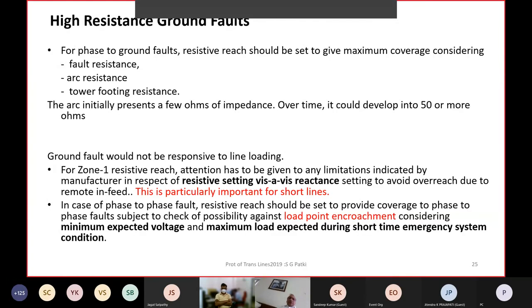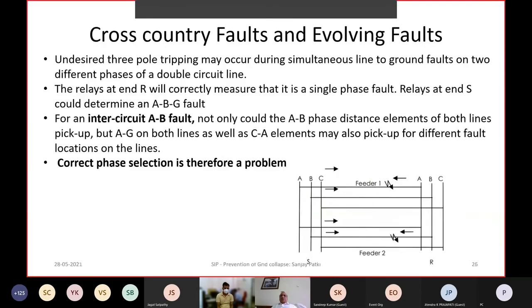Similarly, if you employ a higher resistive reach by using a quadrilateral characteristic for a short line, the load point and your zone 3 characteristic may come very close. So there is a possibility of load encroachment on the tripping characteristic, and in that case, for a heavily loaded line, you may have zone 3 relay operating, which is not a desirable thing again. So these are some of the issues which you come across.